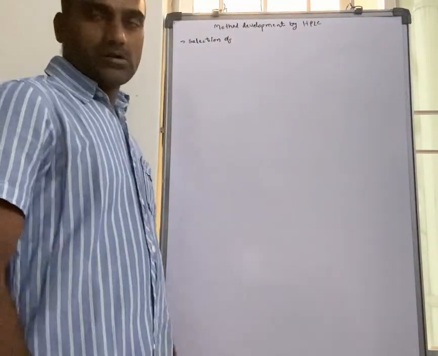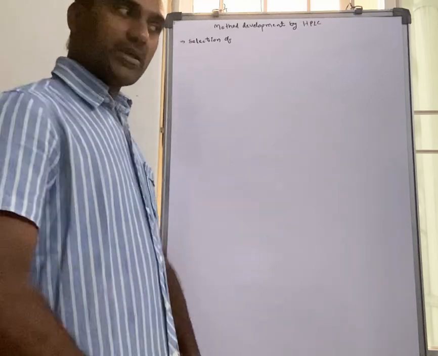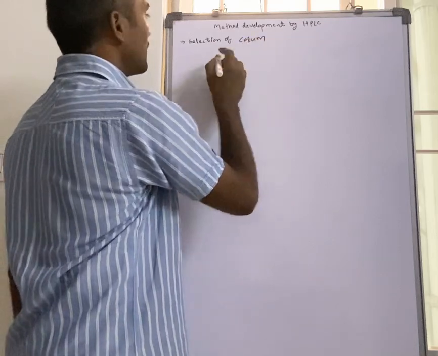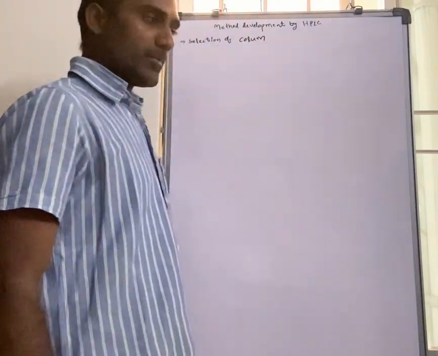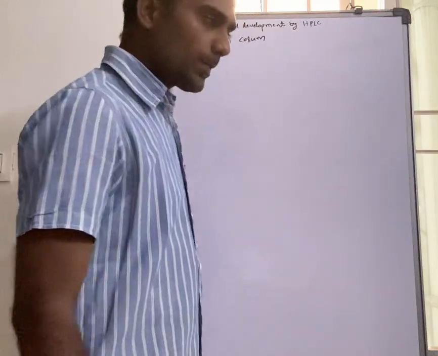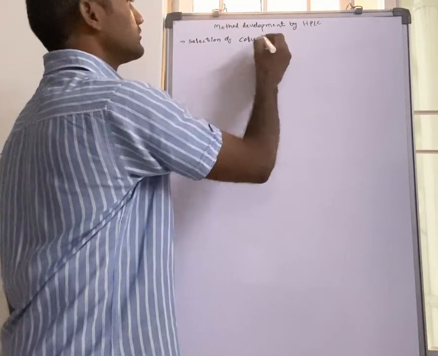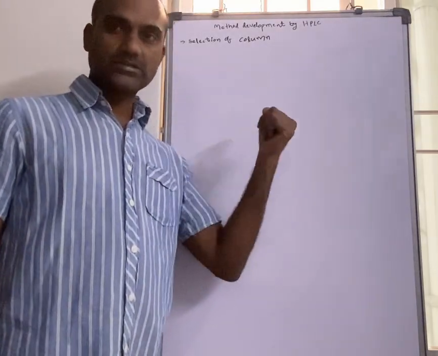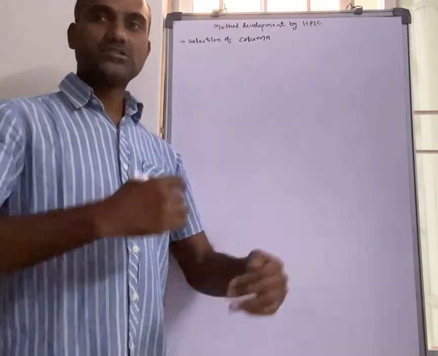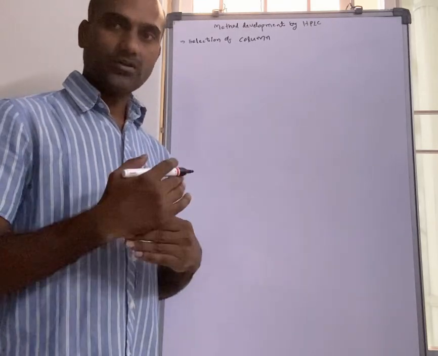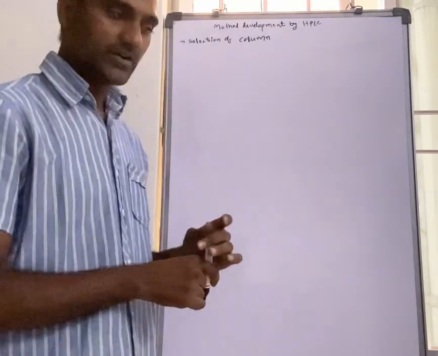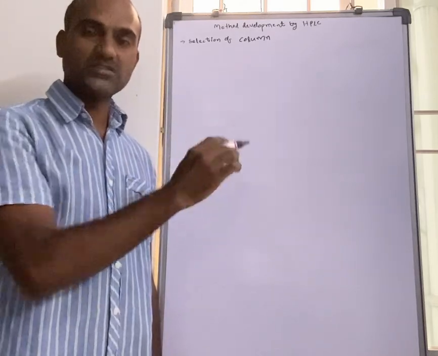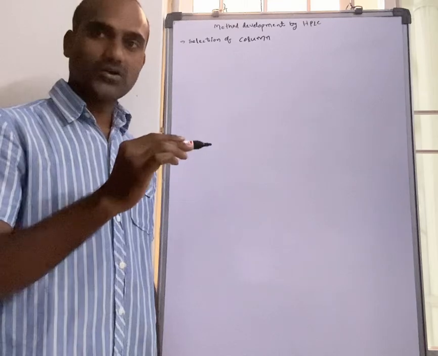Now the most important parameter, pH, we selected. Now selection of column. How to select while developing a method by HPLC. Simple, basic. The polarity of the stationary phase should be similar to that of the polarity of the molecule. Understood what I said? Polarity of the stationary phase of the column should be similar to that of the polarity of the molecules.